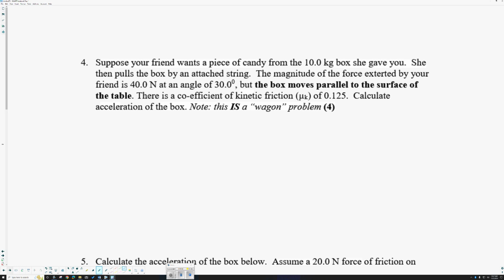Let's draw this out. Here's the box on our surface. We're pulling it with a force of 40 newtons. I'm going to call that F1, 40.0 newtons. We get an angle of 30 degrees, like we often see. And we've got a force of friction that's going to act backwards here. We don't know what that value is yet. We have a force of gravity acting down.